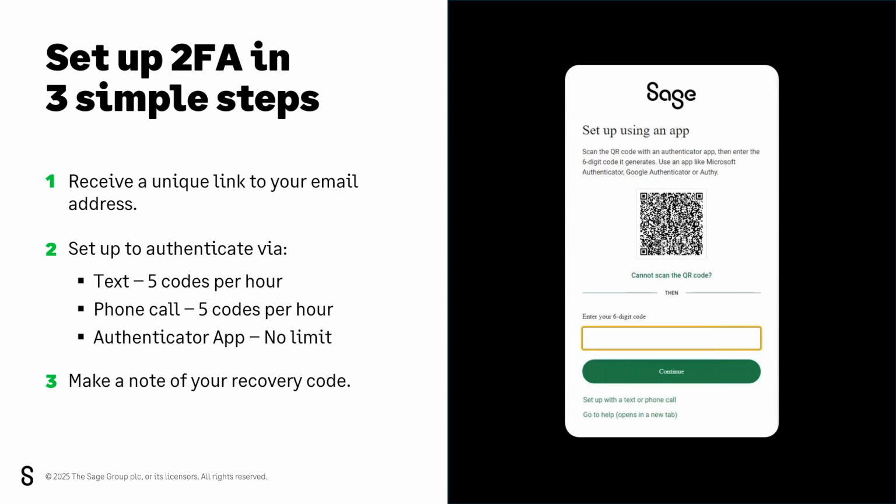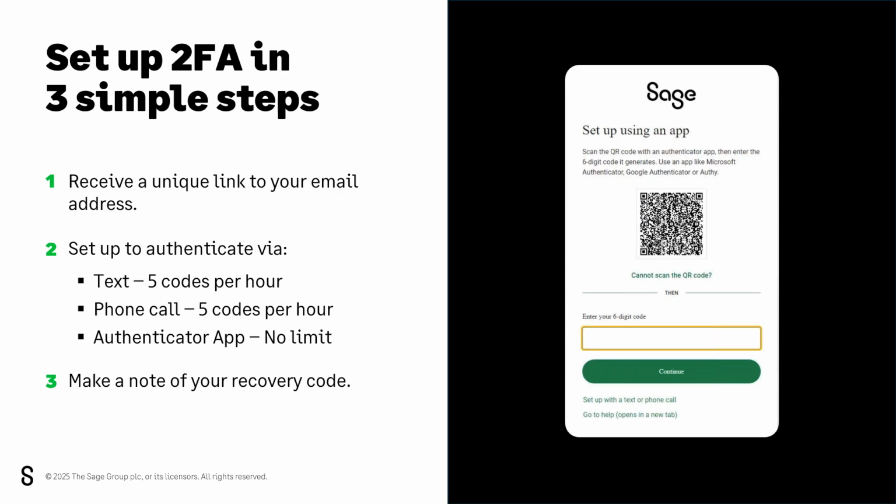So you're going to choose which method you want to use to authenticate. That can be text, phone call, or authenticator app. Now, you are restricted if you use a text or phone call to 5 codes per hour. So if you have multiple companies and you're needing to authenticate every time, you are restricted to 5 codes per hour. However, the Authenticator app has no limit. So that's why, again, the Authenticator app is a lot more flexible.